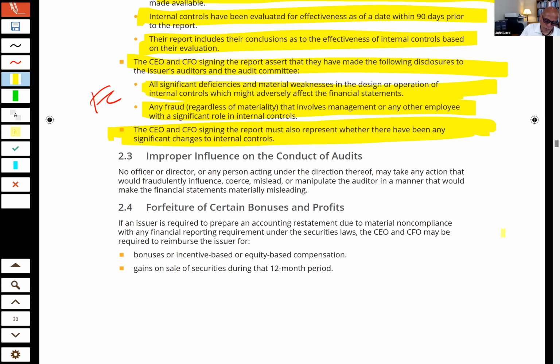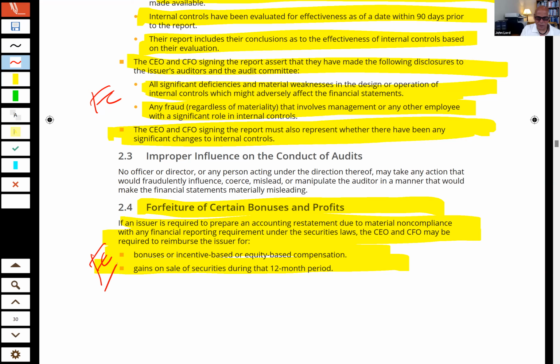Now, in addition, they call this disgorgement of ill-gotten gains. If an issuer is required to have a restatement due to material non-compliance with any financial reporting requirement, then they would have to give up bonuses and gains on the sale of securities as a result of that. They call that disgorgement. They're saying, hey, if you benefited from something that was wrong, you're going to have to give those bonuses and incentives back.